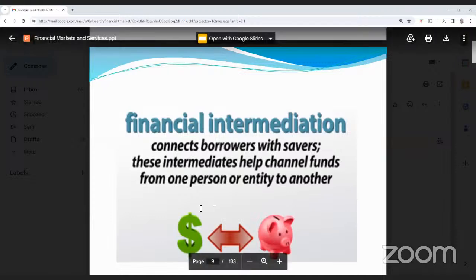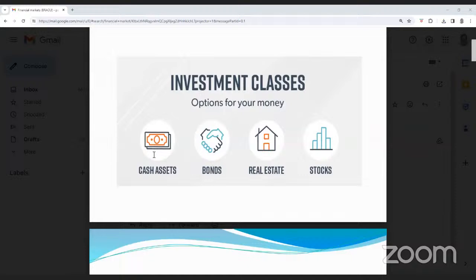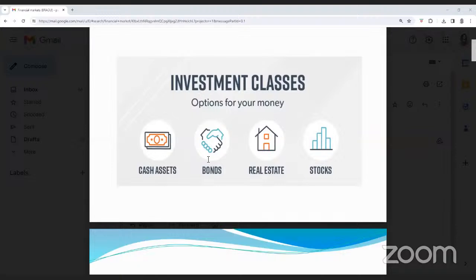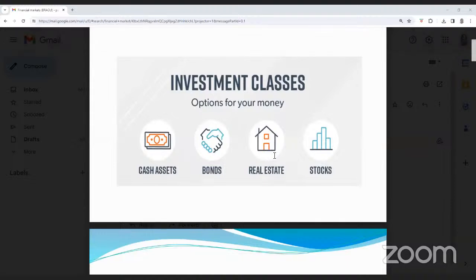From one to another. Now what do they do? This one is interlinked with this. Is it? So which are the investment classes? Options for money. One is cash assets. What are cash assets? You are making assets like buildings. You are purchasing gold like that. And bonds. Bonds, buying shares, buying mutual funds, buying LICs. And the real estate. You are investing in open plots, buildings like that. And the stocks. Stock means share market.